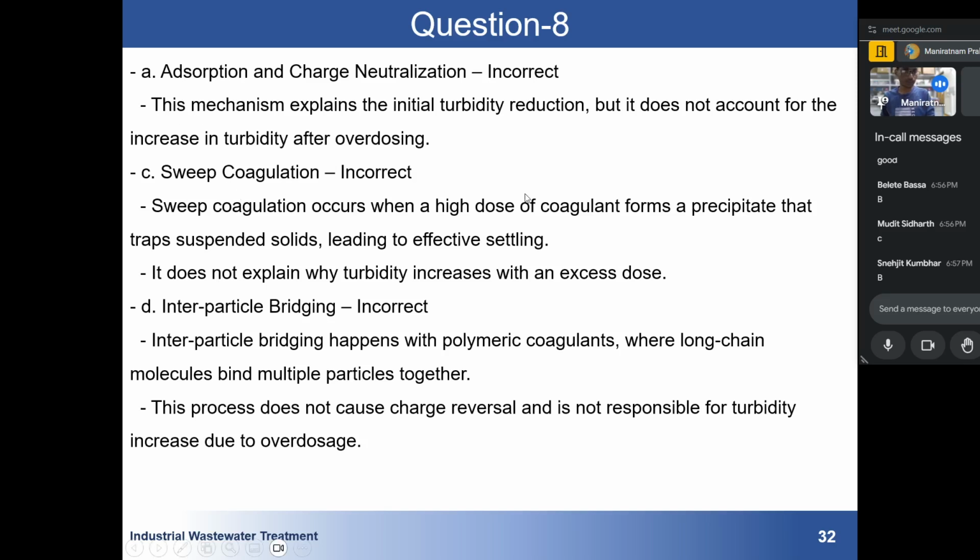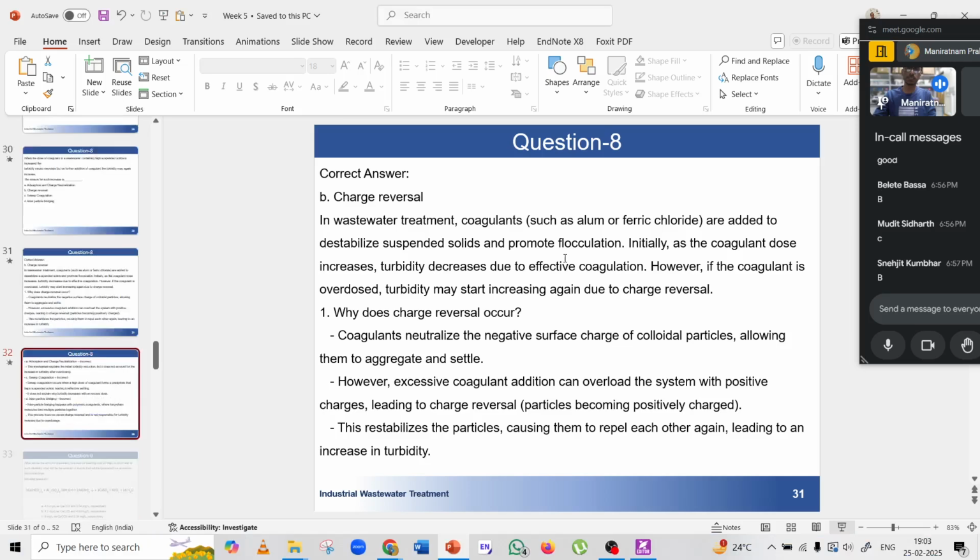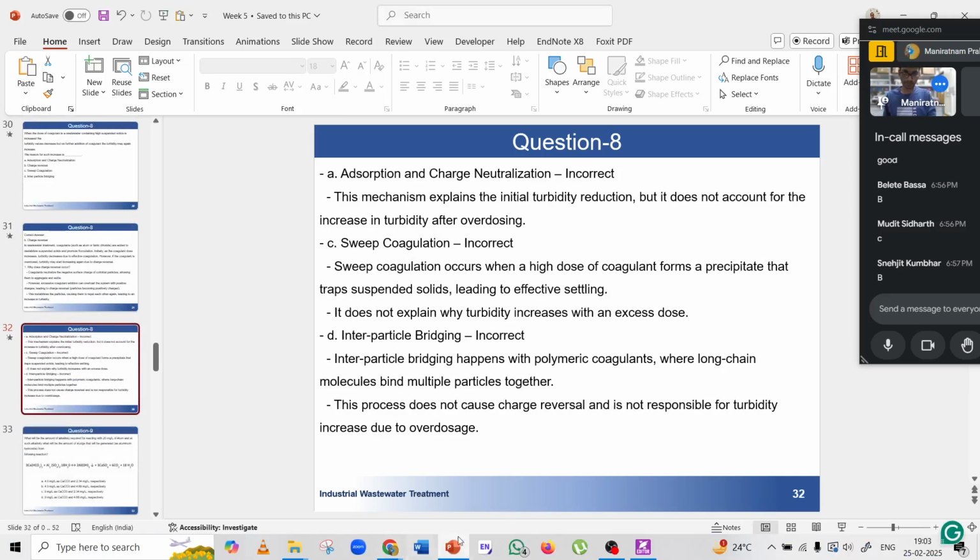Sweep coagulation. Some of you have said C. Sweep coagulation occurs when a high dosage of coagulant is used, you can see here.